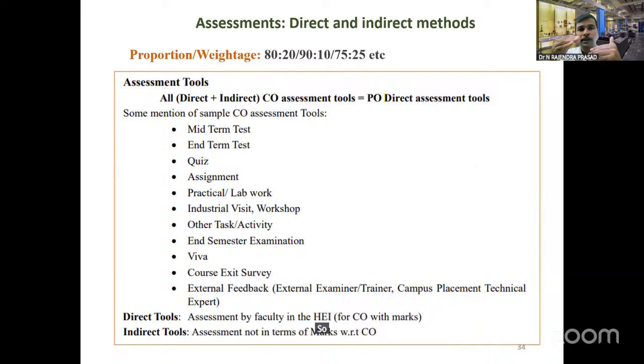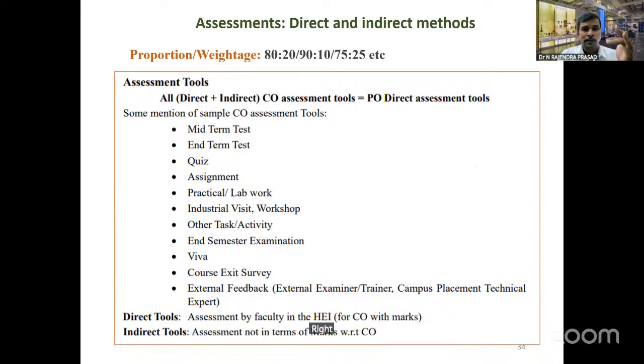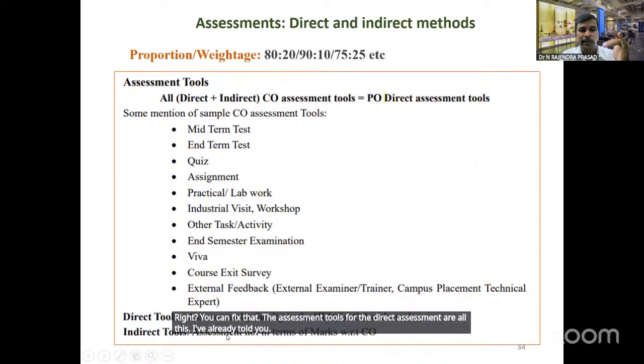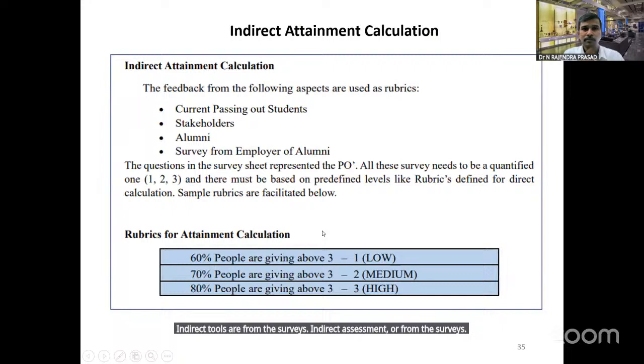So, the proportion between direct and indirect assessment is at the institution level or the university level, right? You can fix that. The assessment tools for the direct assessment are all this. I have already told you. Indirect tools are from the surveys. Indirect assessment is from the surveys.